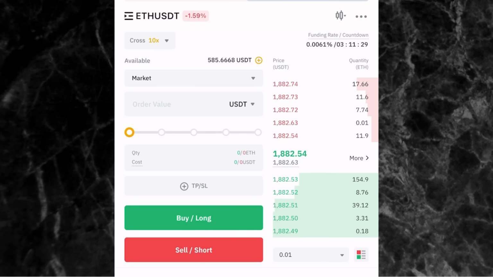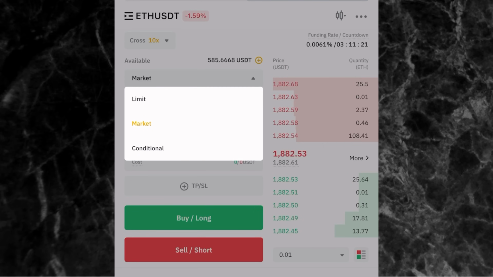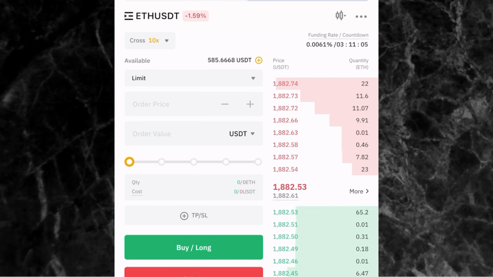Now to where you can actually take the trade. The first thing you need to take note of is the order type. You can see where you have market right here. If you tap on the drop down arrow, you see that you have limit, market and conditional orders. I'm going to be talking about limit and market. Limit allows you to enter the price you want to enter the trade.